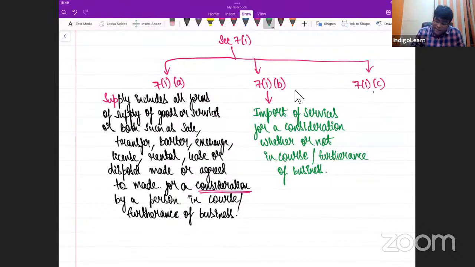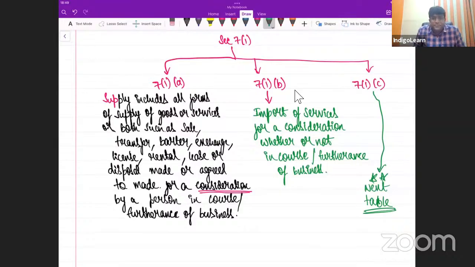Then finally 7.1c, very important. Next table. Let's talk about that in detail, because for 7.1c there is a high possibility that a question will come in the exam, no doubt about it. Something important which we can't take a chance on. So I want you guys to get full clarity on the concept of 7.1c. Very important.